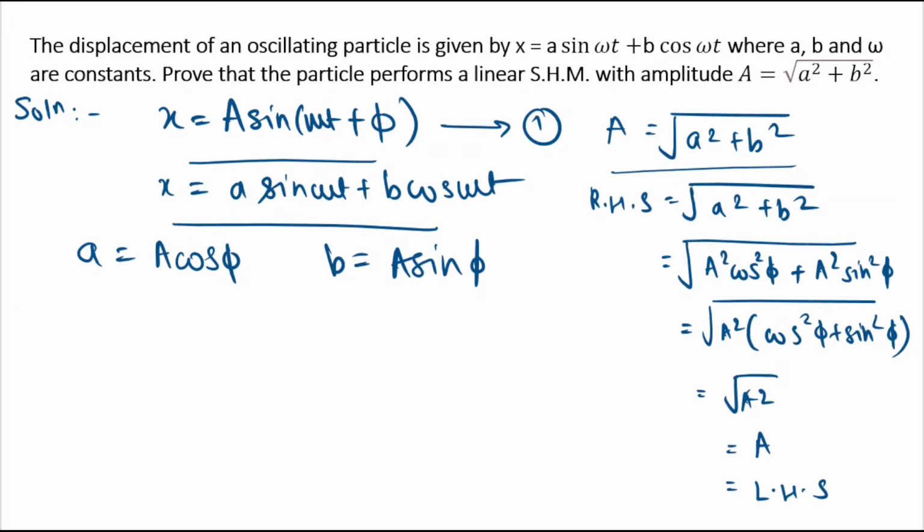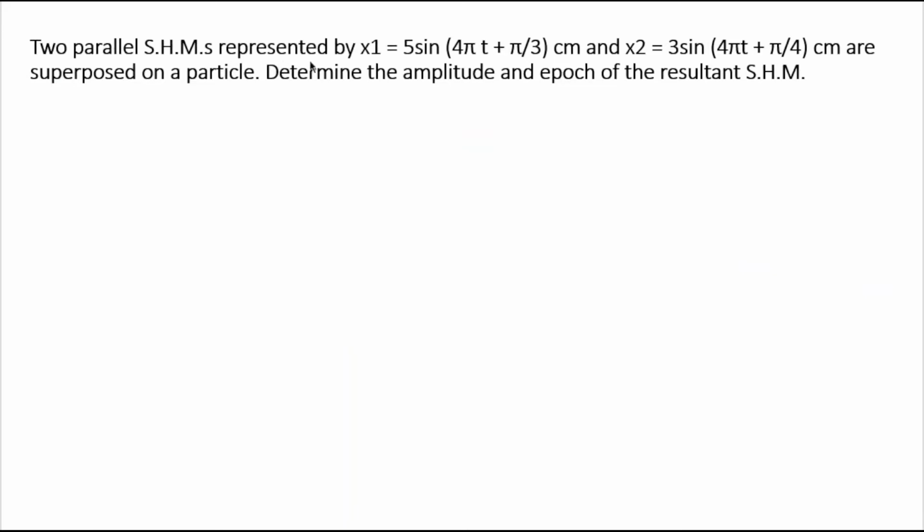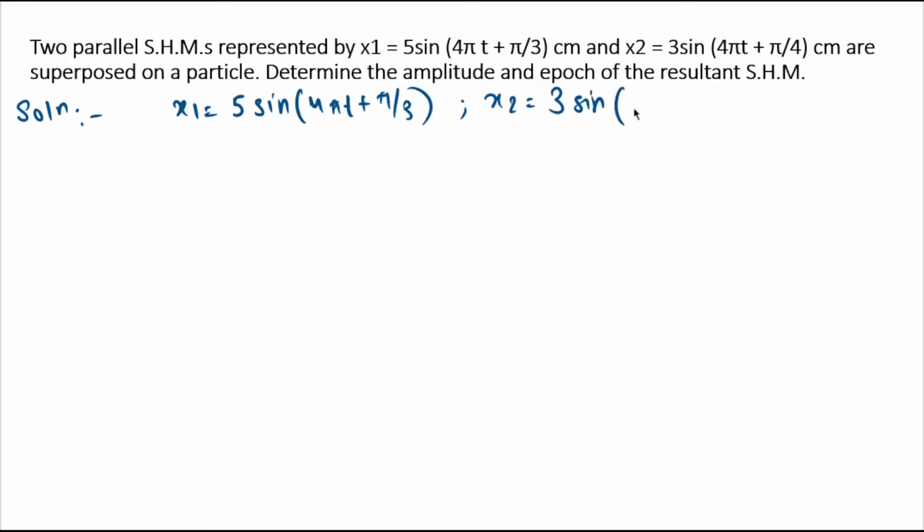Let's see the next sum. Two parallel SHMs are represented by x1 equal to 5 sin(4 pi t plus pi by 3) and x2 equal to 3 sin(4 pi t plus pi by 4). These two SHMs are superposed on a particle. We need to determine the amplitude and epoch of the resultant SHM.